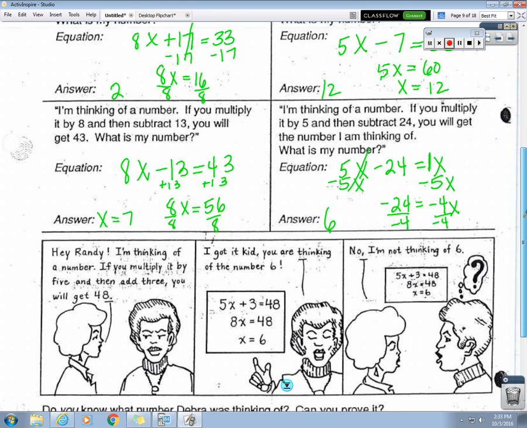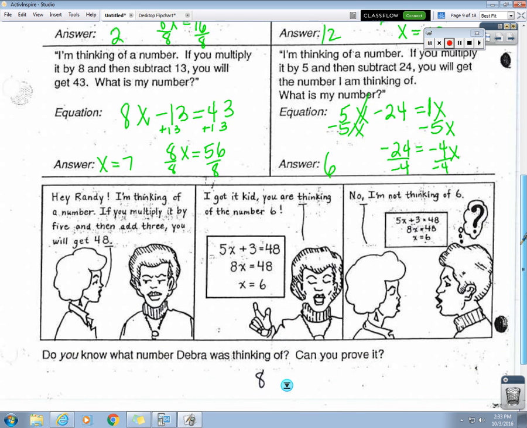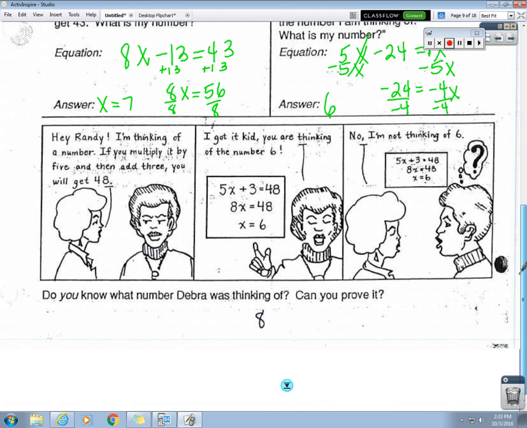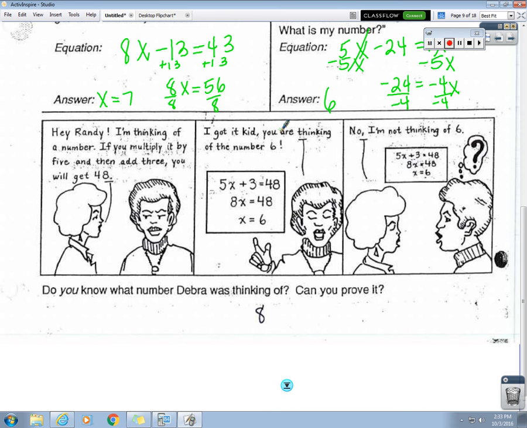Okay, hey Randy, I'm thinking of a number. If you multiply it by 5 and then you add 3, you will get 48. I got it, kid. You're thinking of the number 6. Okay, when Randy set up the equation, did he set up the equation correctly? Yes, here's the number, multiply by 5, add 3, you get 48. But his next step, 8 times 6.